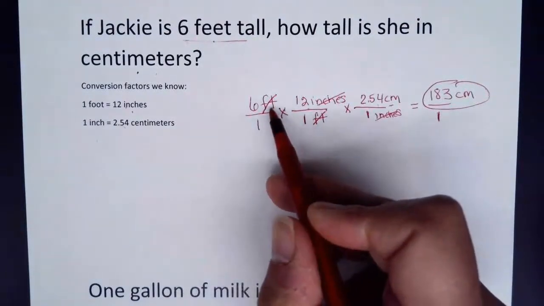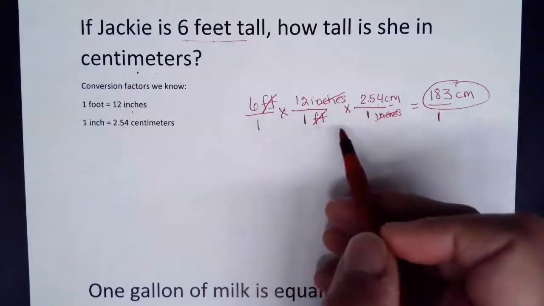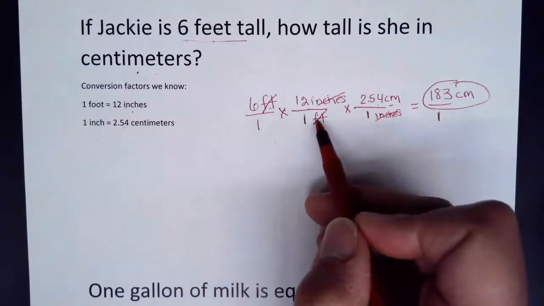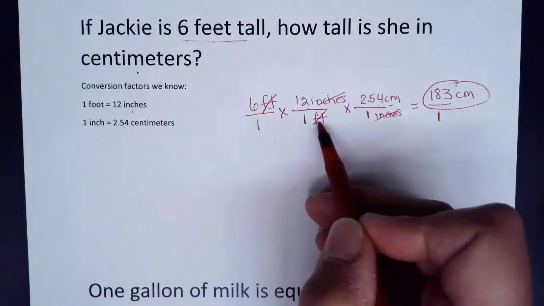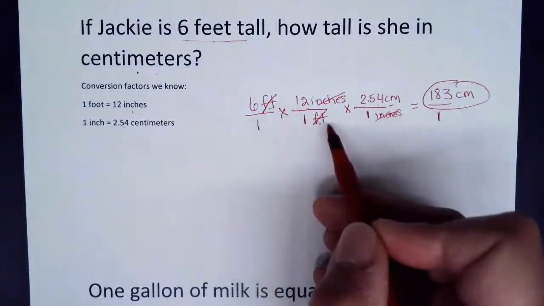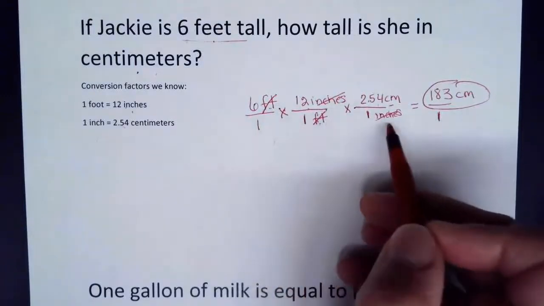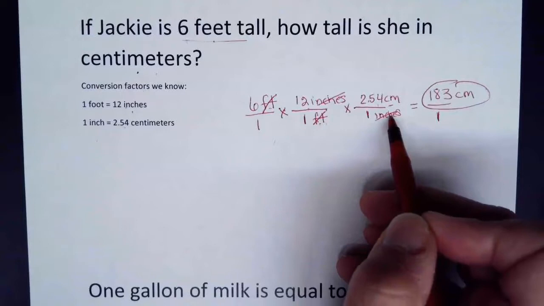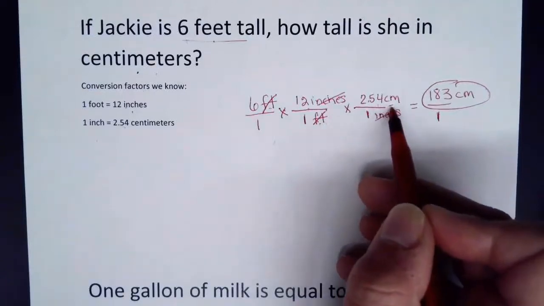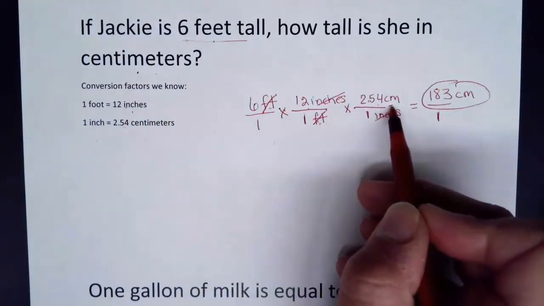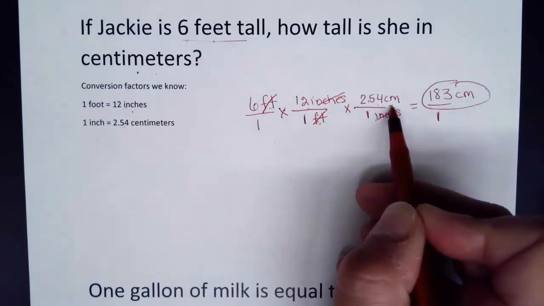So pretty slick, right? When you find a unit on top, in order to cancel that out, you need to make a conversion factor where that unit is then on the bottom. Feet to feet, inches to inches. And eventually, you're going to get down to one unit that hasn't been canceled out, and that hopefully is the unit we want, the unit we're looking for.